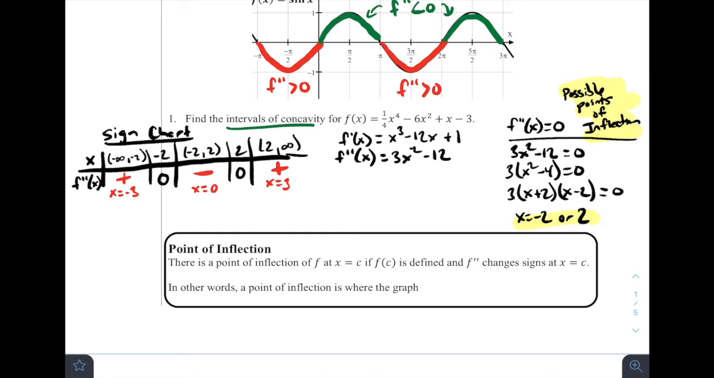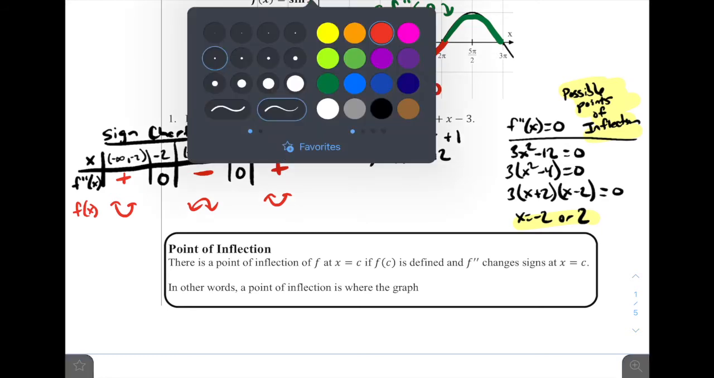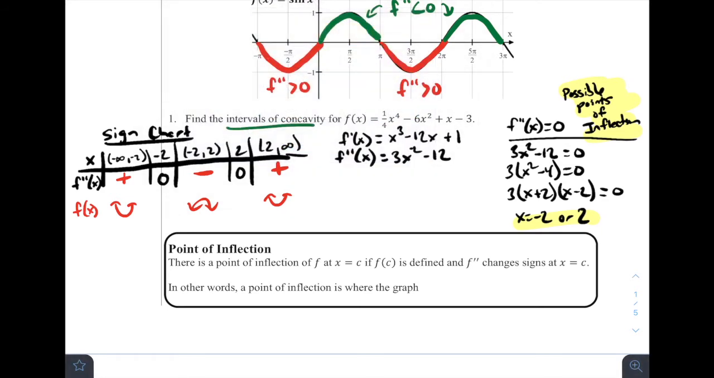I'm going to quickly erase these x values. We can conclude that the original function, so I know that f of x has to be concave up on this interval, then concave down on this interval, then concave up on this interval. Again, because if the second derivative is positive, it's concave up, and if the second derivative is negative, it's concave down. So let's write our final answer for this, our statement with a conclusion.